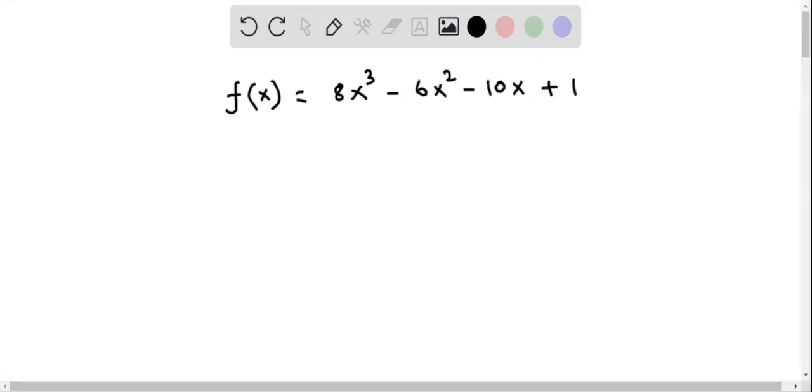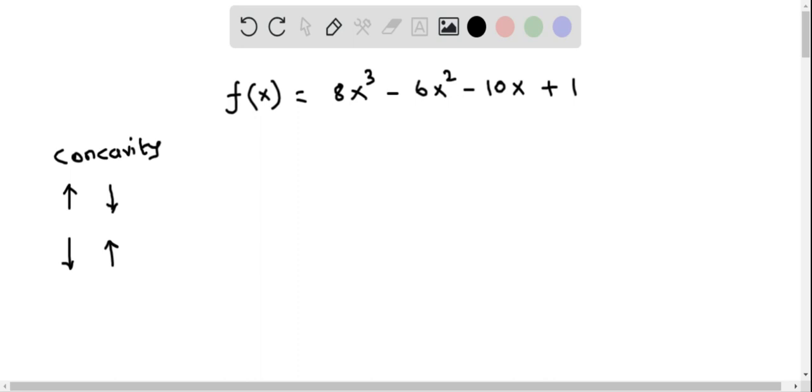We now determine the points of inflection of the graph of the function f of x equals 8x cubed minus 6x squared minus 10x plus 1. The points of inflection are the points of the function where it changes concavity. That is, if it changes from concave up to concave down, or from concave down to concave up, we see that it has points of inflection.